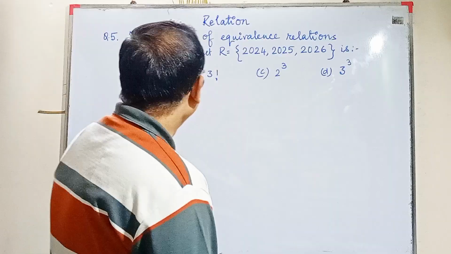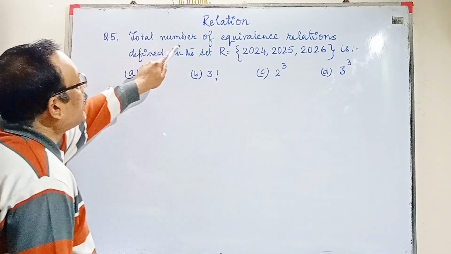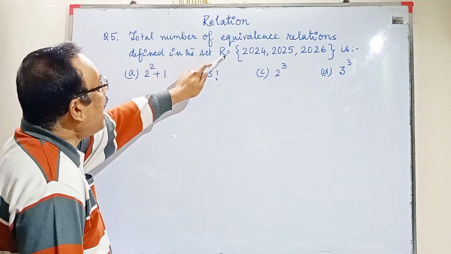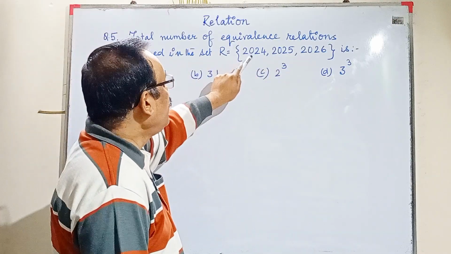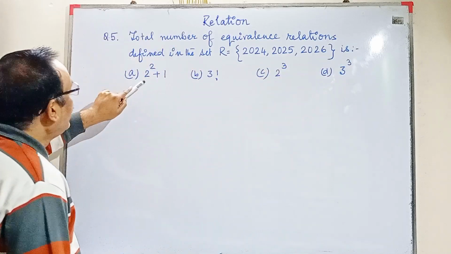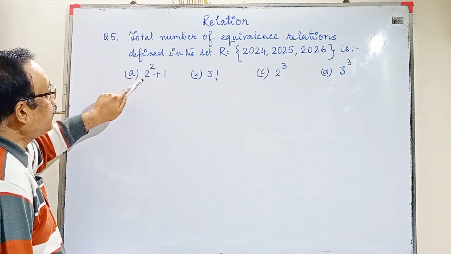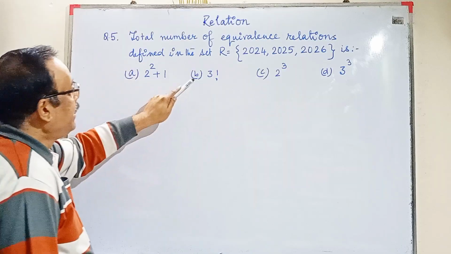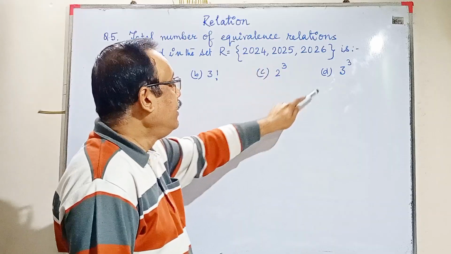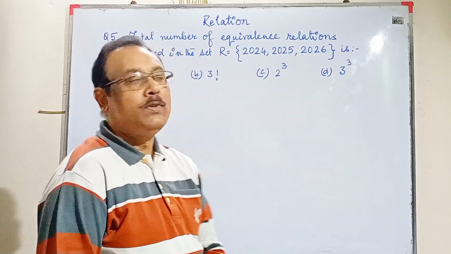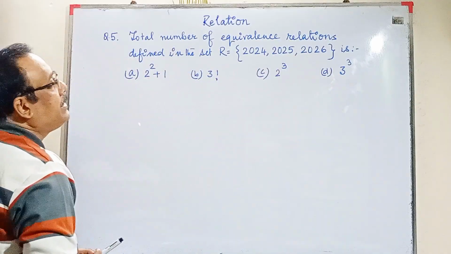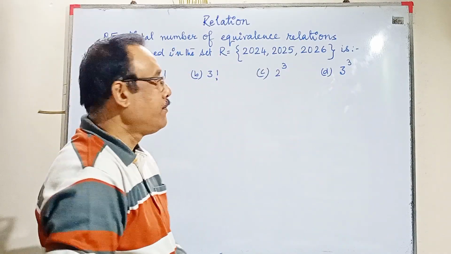The next question, question number 5. The total number of equivalence relations defined in the set R, which has 3 elements 2024, 2025, 2026, is: first choice, 2 square plus 1, which means 4 plus 1, 5. Second choice, 3 factorial. C, 2 cube. D, 3 cube.